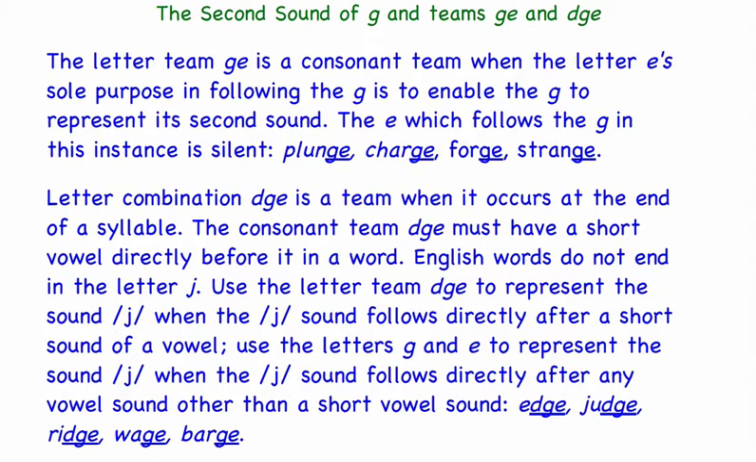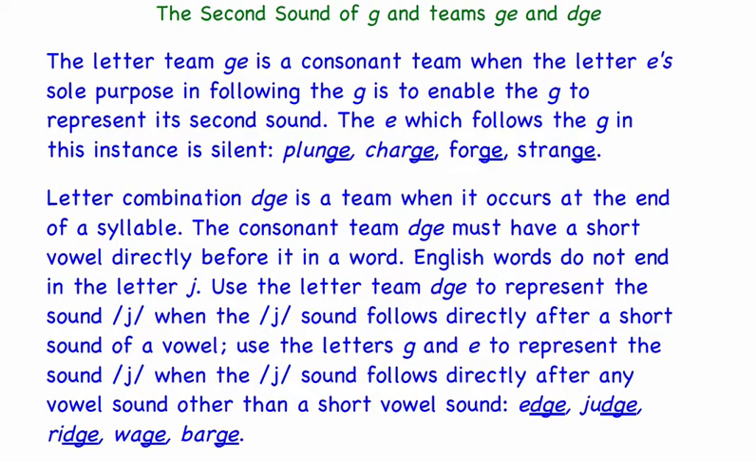So in the word edge, as an example here, we have a short vowel in the E in edge, so we use DGE to represent the sound J. Same with judge. We have a short vowel followed by the sound J. And the same with ridge. We have a short vowel sound I followed by the sound J.